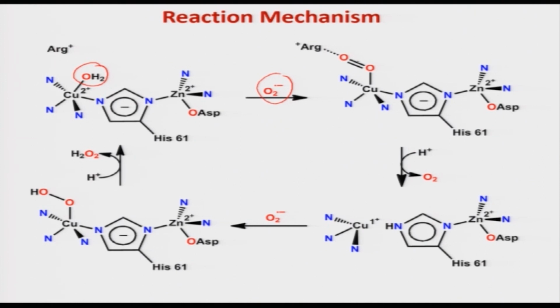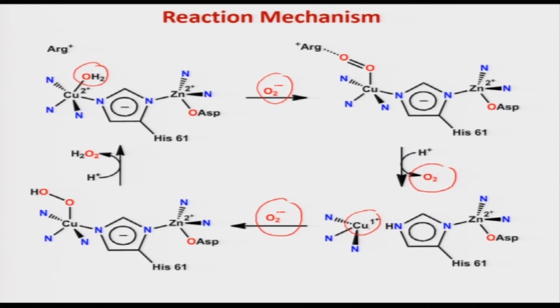Okay. And the superoxide is stabilized by the amino acid arginine, and this superoxide then undergoes oxidation and copper 2 plus undergoes reduction simultaneously. So, superoxide converts to oxygen and copper 2 converts to copper 1. Now, once it forms copper 1, there is no bond between copper and this histidine nitrogen, which was bridging between copper and zinc. Now, this once again binds to another superoxide molecule.